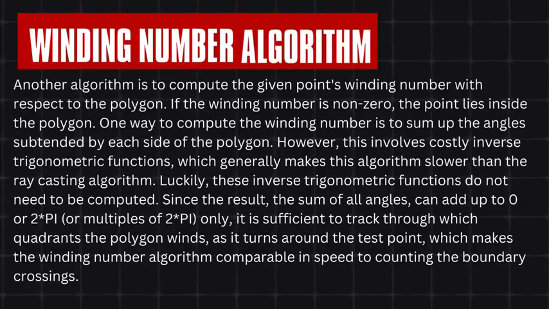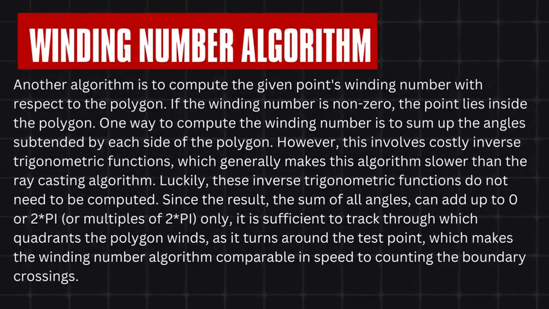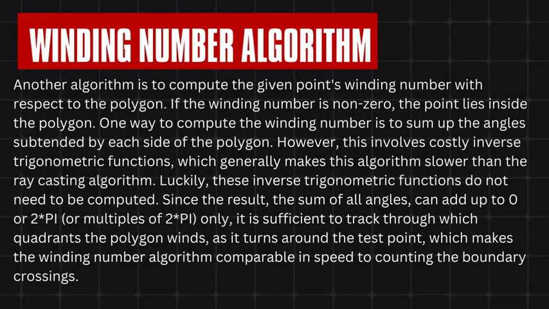The next algorithm is called winding number. Another algorithm is to compute the given point's winding number with respect to the polygon. If the winding number is non-zero, the point lies inside the polygon. One way to compute the winding number is to sum up the angles subtended by each side of the polygon. However, this involves costly inverse trigonometric functions, which generally makes this algorithm slower than the ray casting algorithm. Luckily, these inverse trigonometric functions do not need to be computed.